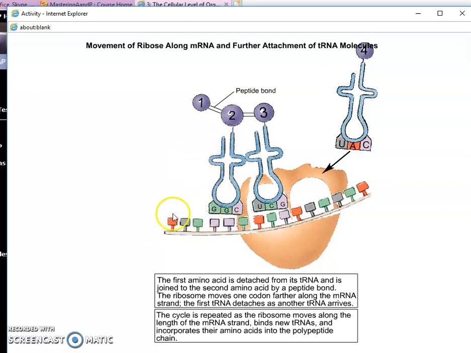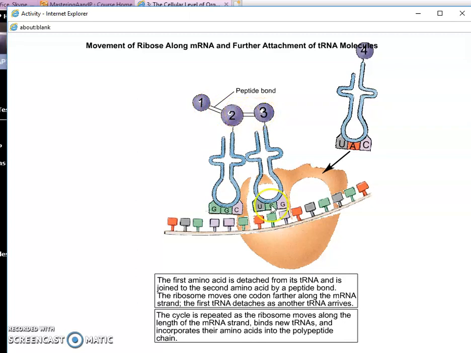Okay, so we saw the first transfer RNA that brought methionine, so that would be methionine. Here we saw that it was released. Now that same transfer RNA will go pick up more methionine to be used somewhere else. Here we see then our next amino acid was covalently bonded. That peptide bond is that covalent bond between the carboxyl group of one and the amino group of another.